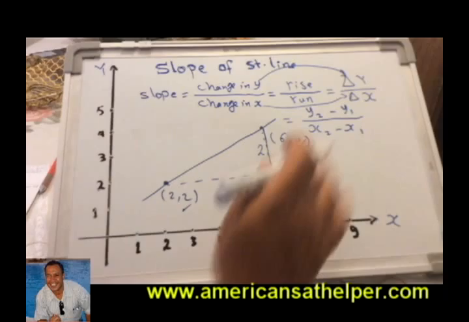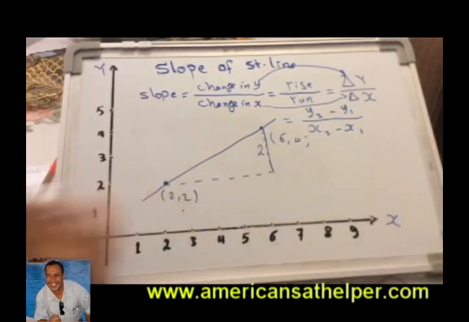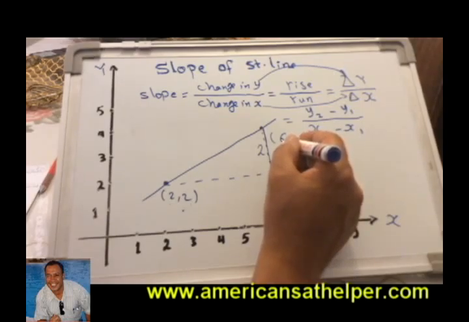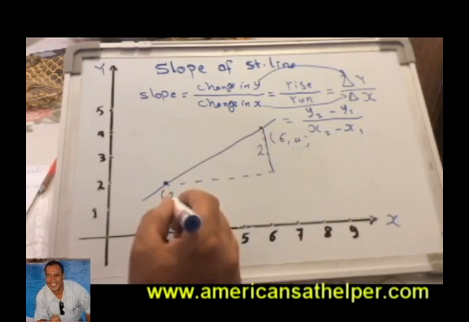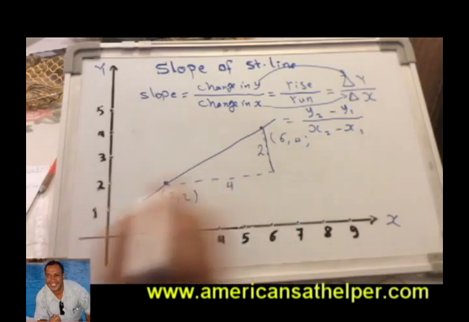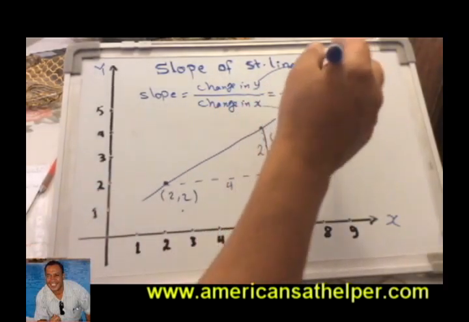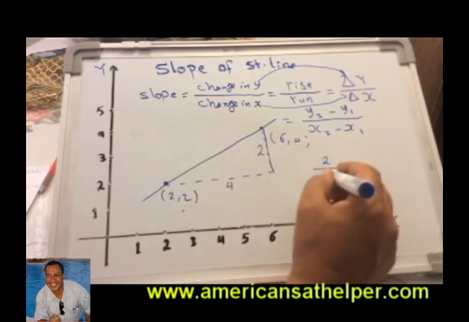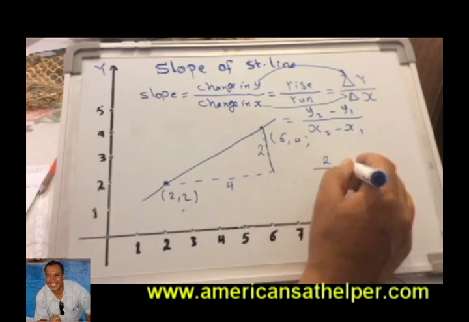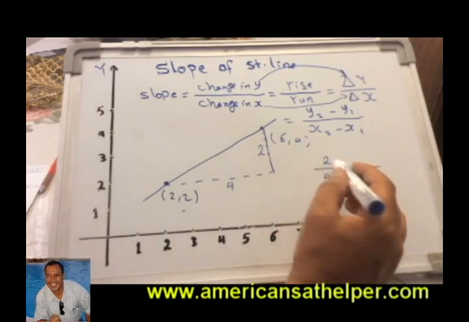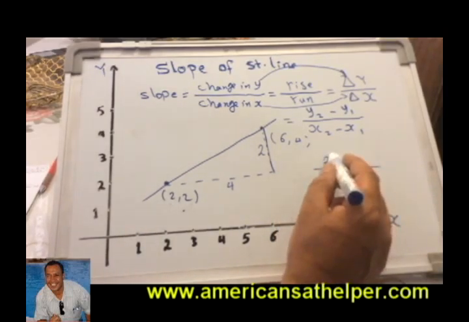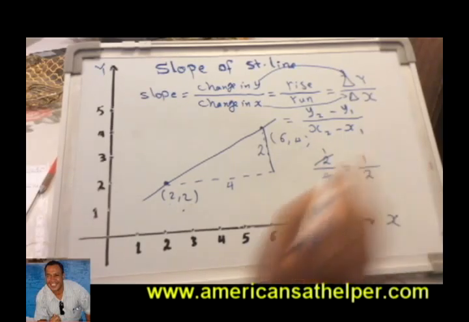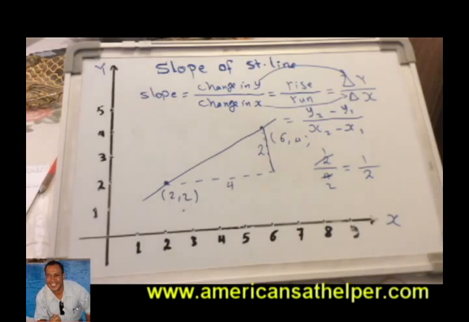And let's take a look at the values of x's. We have x equal to 2 and x equal to 6. So 6 minus 2 equals 4. So the run will be 4. Now let's apply the rule. The rise is 2 and the run is 4. We can reduce this fraction. All terms are divisible by 2: 2 over 2 is 1, and 4 over 2 is 2. So the reduced form will be one half, 1/2.